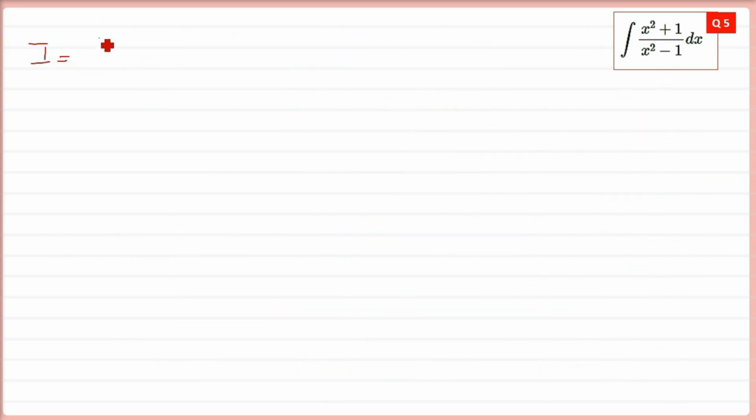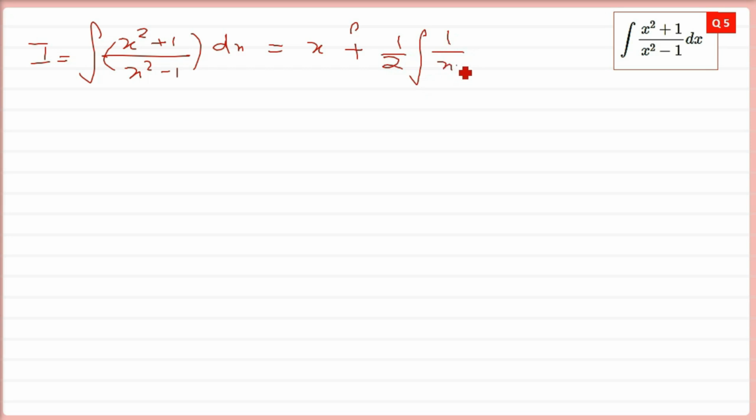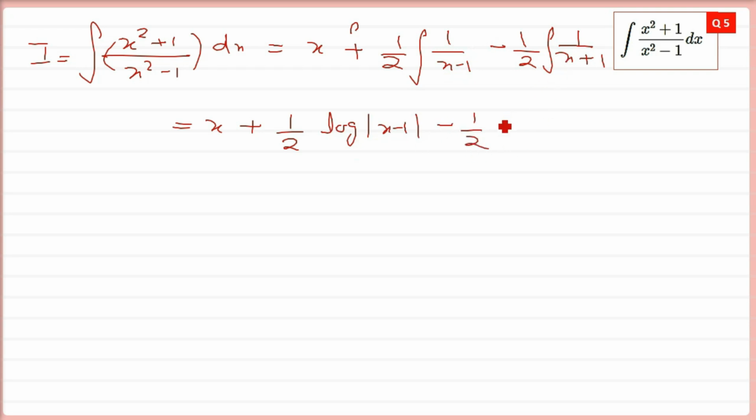Now this I will become like this. I equals the integral of x square plus 1 by x square minus 1, which will be equal to, with a and b we have already found out, the first term was x. Integration of dx was x. So x plus 1 by 2 we can take outside. Integration of 1 by x minus 1, then minus half integration of 1 by x plus 1. So x plus half times, for 1 by x minus 1, log modulus of x minus 1, then minus half log modulus of x plus 1. Because inside the log everything will be under modulus, we cannot have a negative log.